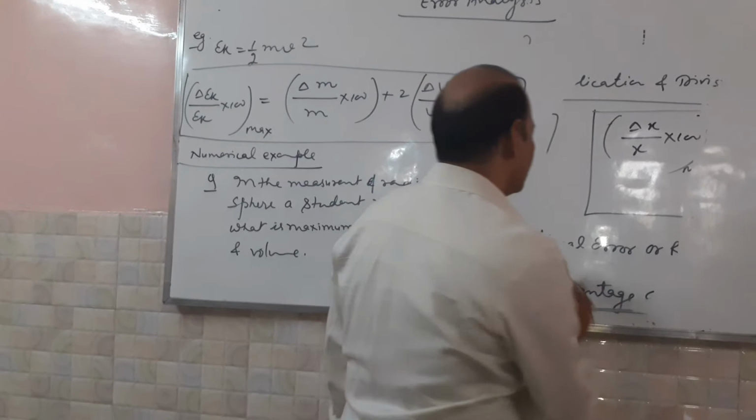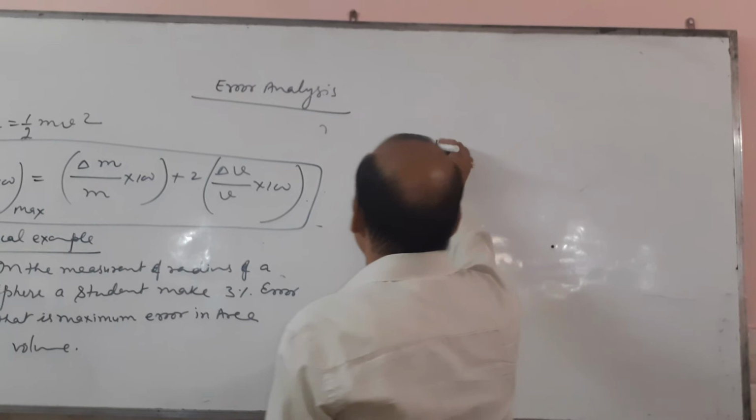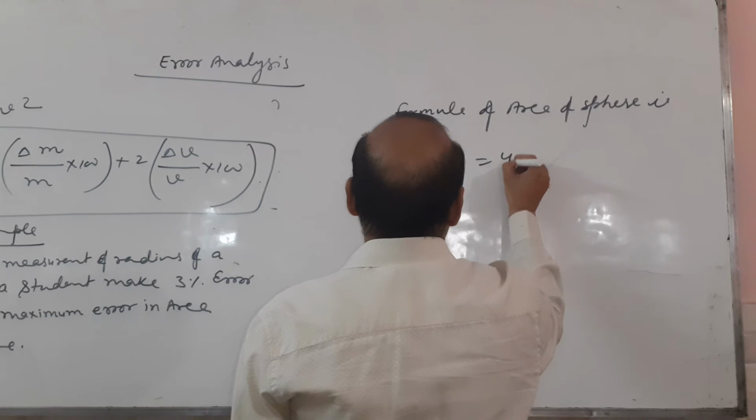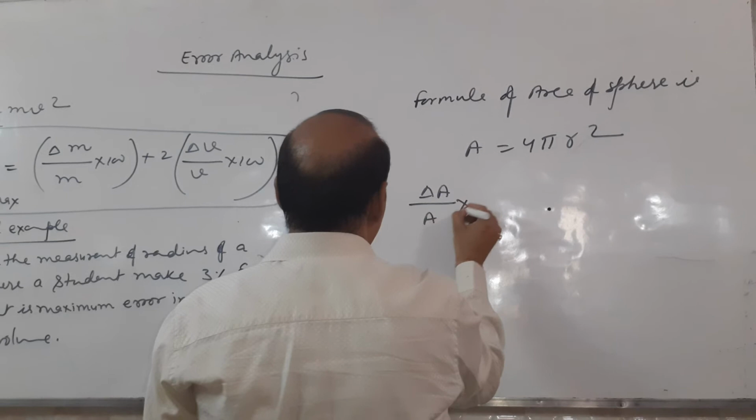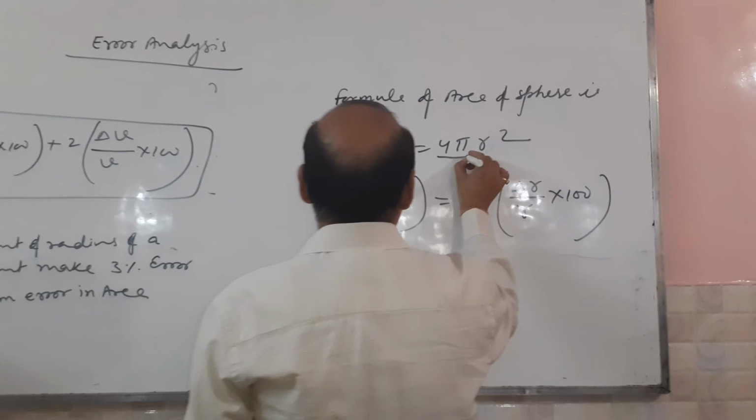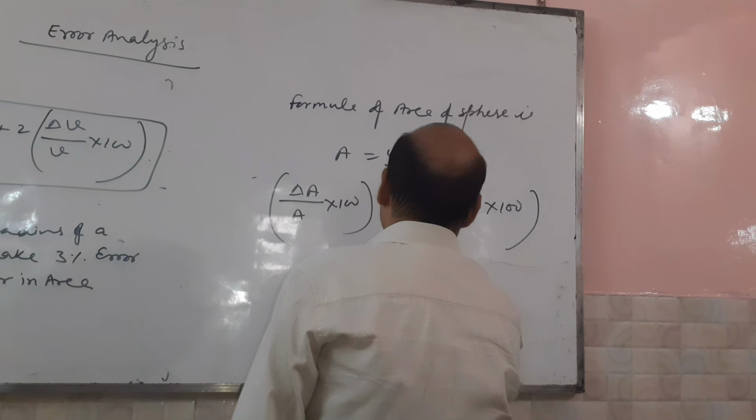Formula of area equal to 4 pi r square, so delta A upon A into 100 equal to 2 into delta r upon r into 100. There is no error in 4 pi because it is an experimental value. 2 into, this is given, delta r upon r into 100 is 3%.